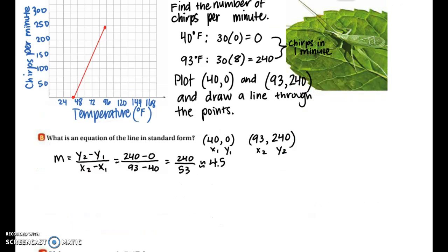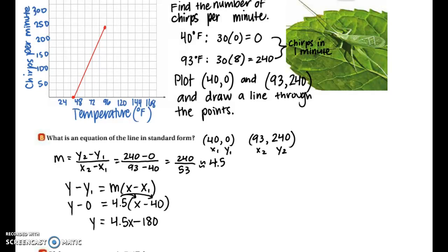Part B asks us to write an equation of the line in standard form, so I'm using the same 2 points as before, and I'm using the slope formula to find out what the slope is, and I find out that the slope is 4.5. Now we're going to use the point-slope form, substituting in the slope 4.5 and one of the coordinates. I chose to substitute in (40, 0) for the coordinate (x1, y1) just because those are easier numbers to work with. So when I substitute those in and solve for y, I get y equals 4.5x minus 180.